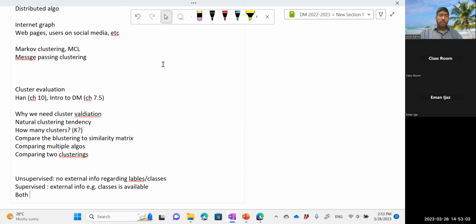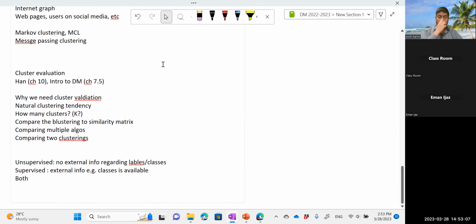And then some techniques involve both techniques, both ideas. We will discuss those. Actually, there are not many of those. We will mention them briefly later on. Okay. So let's first start with unsupervised.